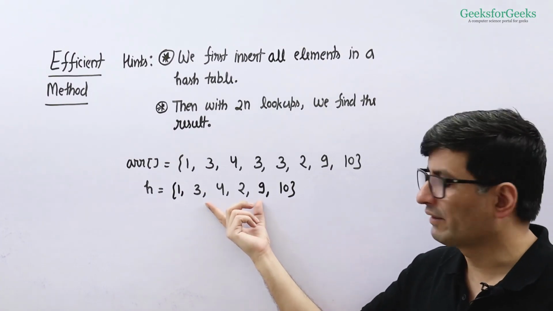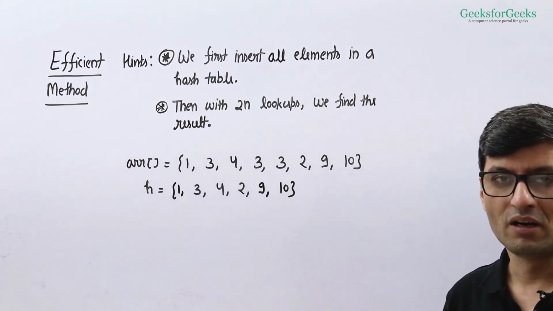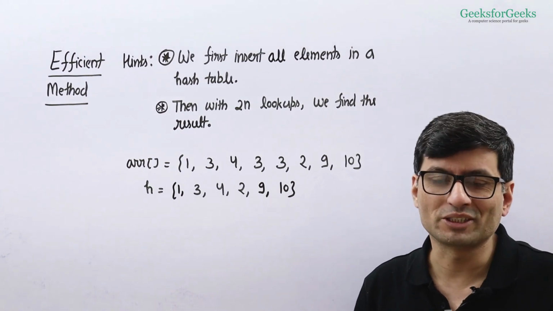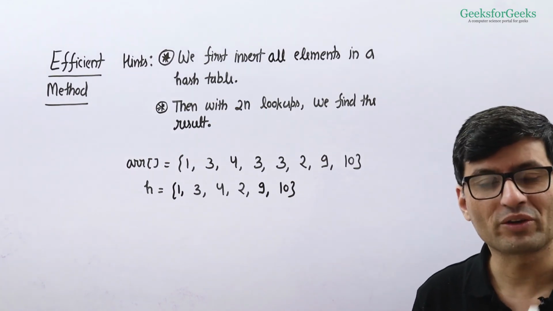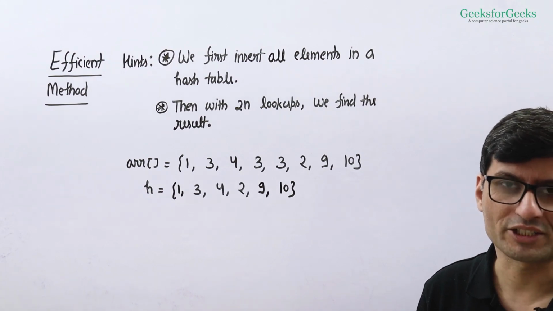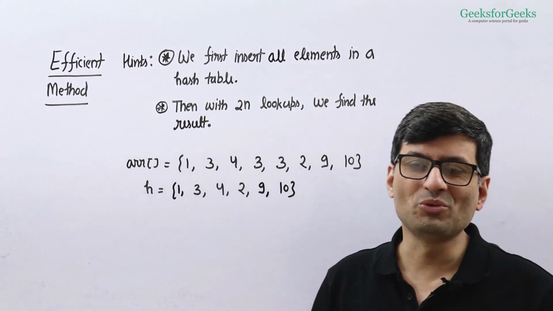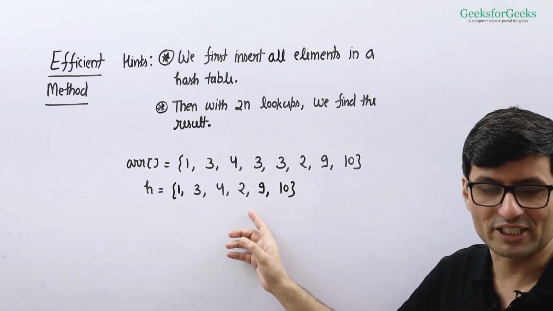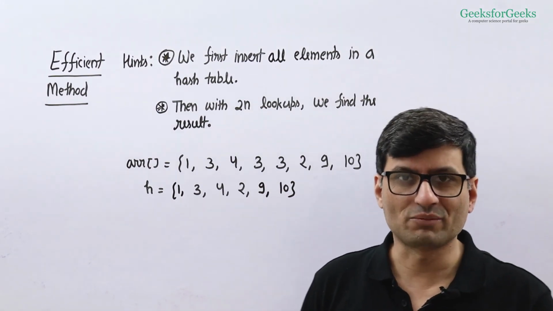So once you have elements in the hash table, and these elements might be in any order in the hash table, how do we find out length of the longest consecutive subsequence using this hash table? One more hint for you is we are going to do 2n lookups into the hash table to find the required result. And how do these 2n lookups work? See, what we are going to do is we are going to traverse through the hash table. For every element, we are going to look for x minus 1.